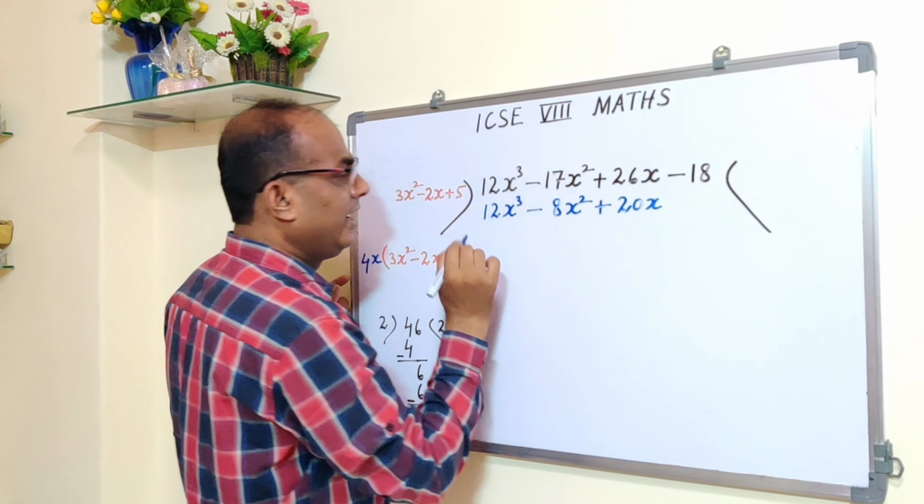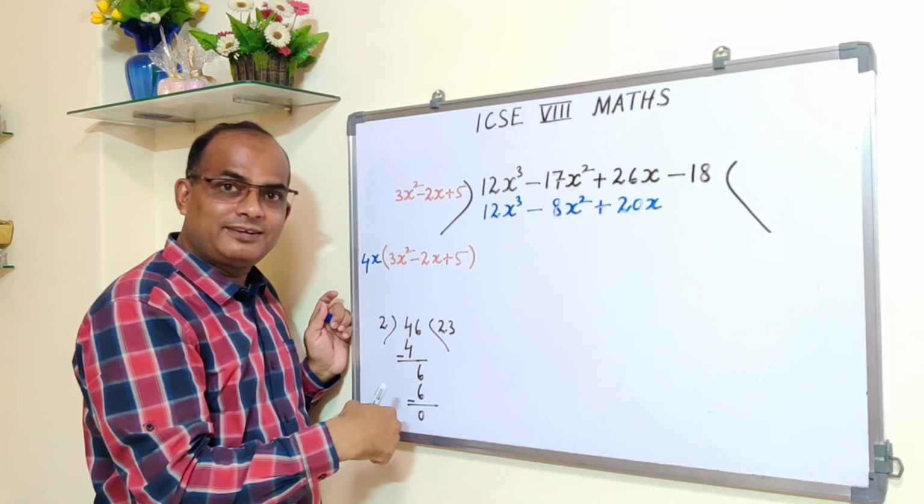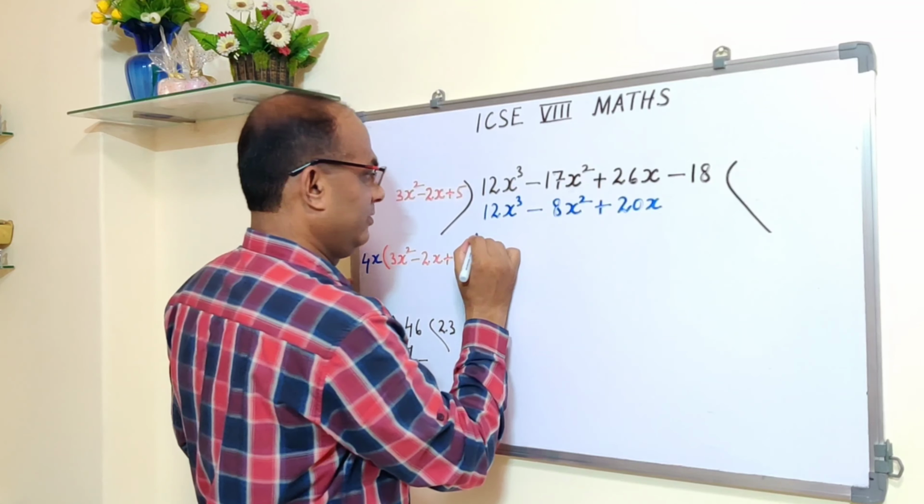We multiply it. Now after that, what do we do? We subtract. So here also let us subtract.